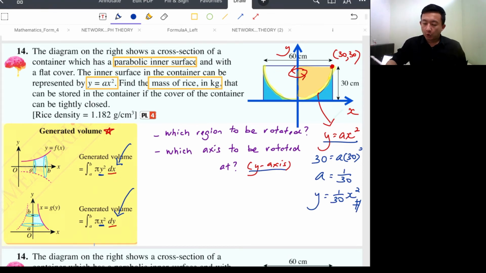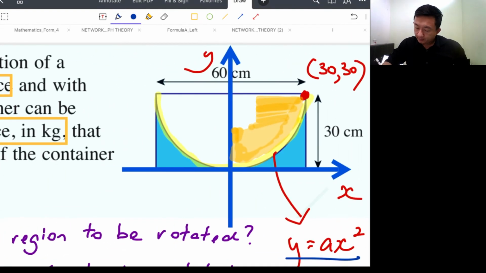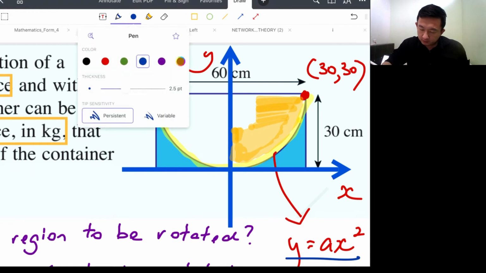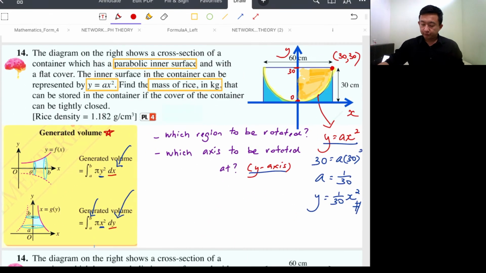Now that we know which formula to be used, you also need to know about b and a. What are b and a? They are the upper and lower limits, the range of the volume. Which parts are you going to take into consideration? Let me use a different color. You're going to take from here until here, because of the shaded region. So this will be 30, this will be 0. So your b and a should be 30 and 0.